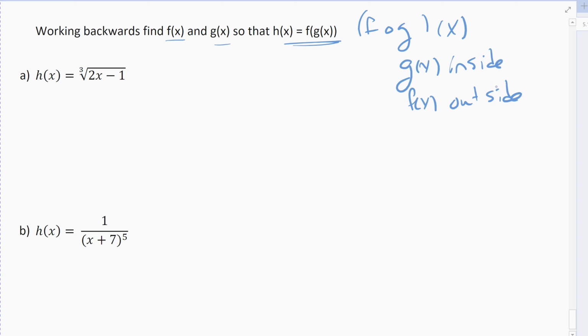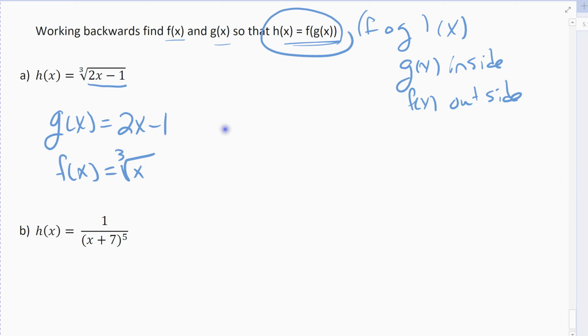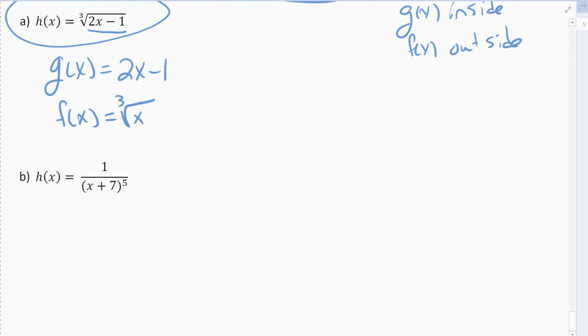Looking at h of x, what's the innermost function? Well, the innermost function in this case is the 2x minus 1. And so g of x is 2x minus 1, which is inside that cube root. So f of x was the cube root of x. And those are the two functions. If you go back and plug them into each other, you should get the original expression. If I take g of x and plug it into f of x, I get back to this h of x, and I do.